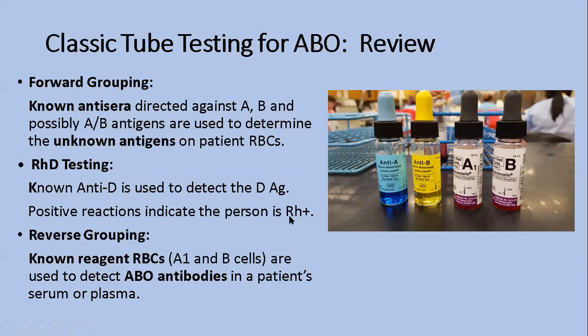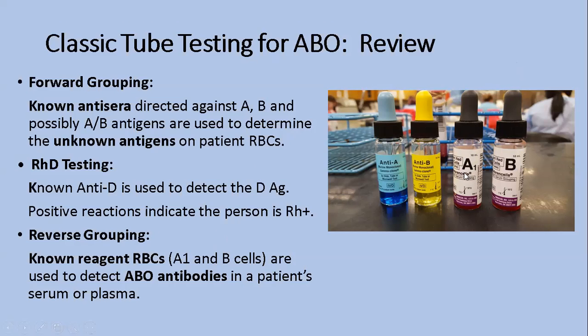And remember, when someone has the big D antigen, their red cells would agglutinate with the anti-D, and that means they're Rh positive. We're going to add the reverse grouping into what we're focusing on for Lab 2. For reverse grouping, we're going to use known reagent red cells, A1 cells and B cells.